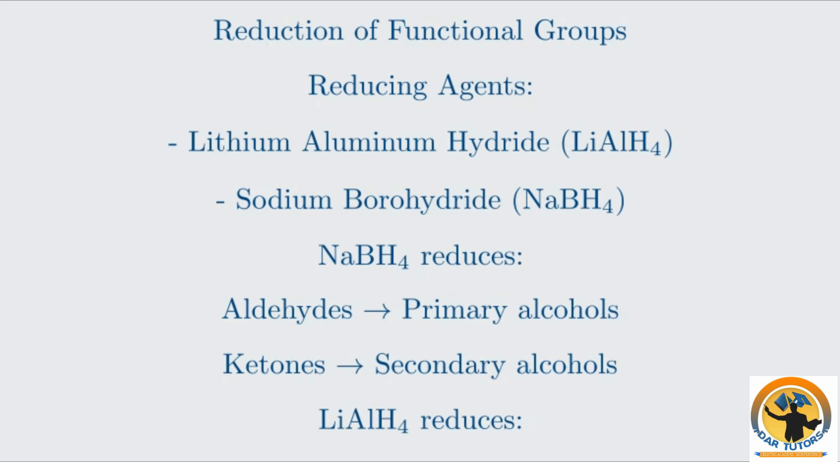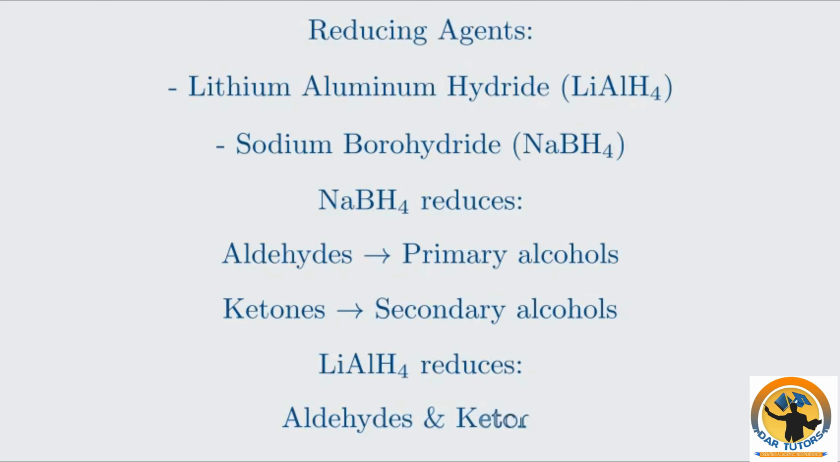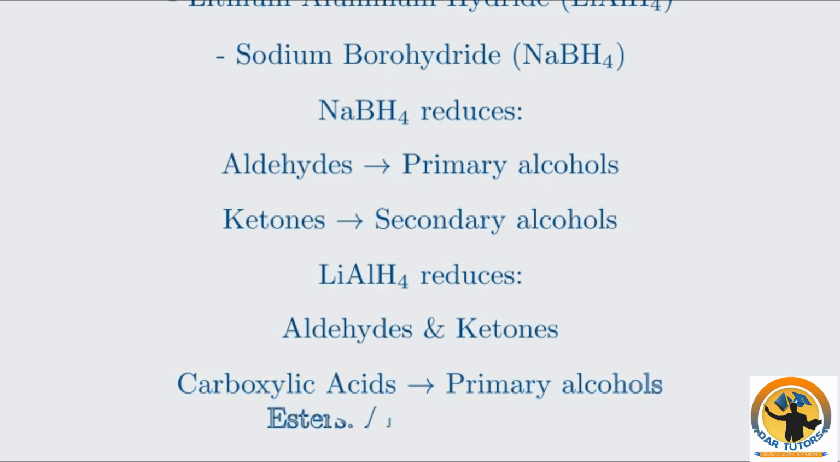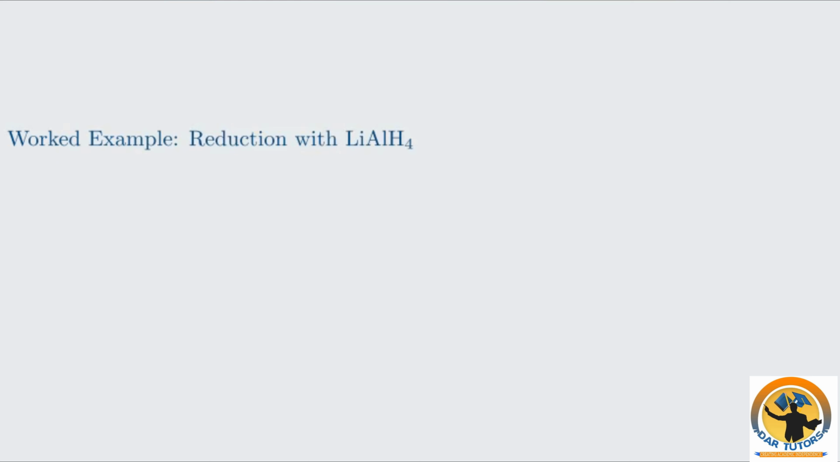Lithium aluminum hydride is a stronger reducing agent. It can reduce aldehydes and ketones, but it also has the power to reduce carboxylic acids and their derivatives, like esters, amides, and nitriles, to alcohols or amines. Let's work through a problem to see this in practice. The question asks for the structural formulas of compounds produced when several organic molecules are reduced with lithium aluminum hydride.